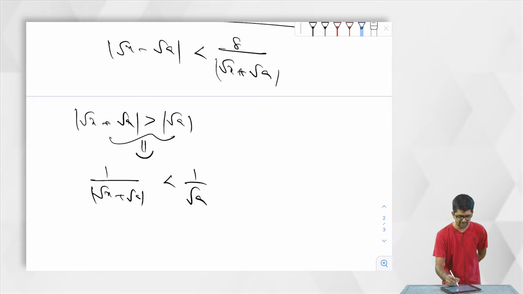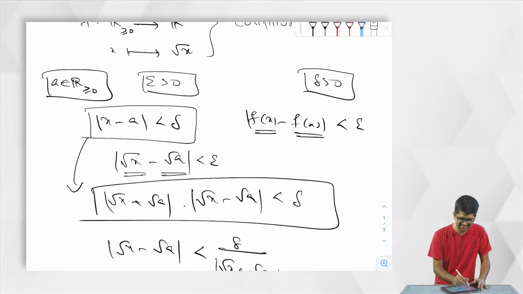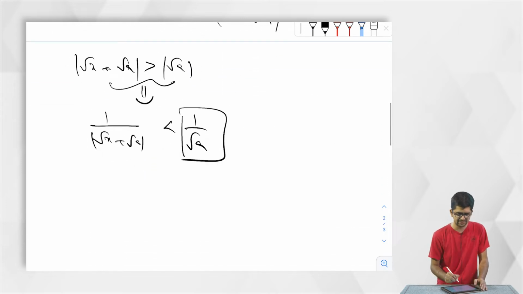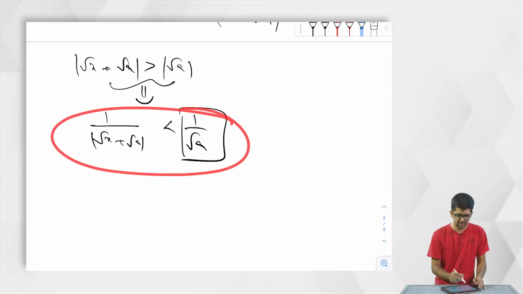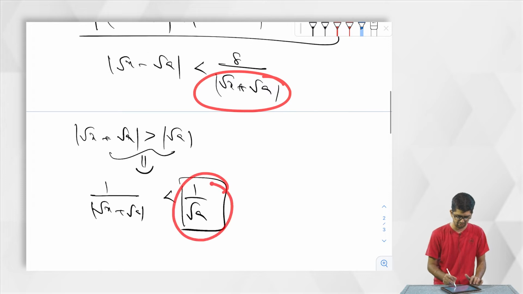But if I have to write it this way, I need to know beforehand that this element a is non-zero, whereas a can be 0 also, since a belongs to R greater than or equal to 0. So let us assume that a is non-zero and proceed further. Then this makes sense. For the case a equal to 0, we can do it as a separate case. So for every a non-zero, one can talk about this inequality. Let us then replace 1 by root x plus root a by 1 by root a.